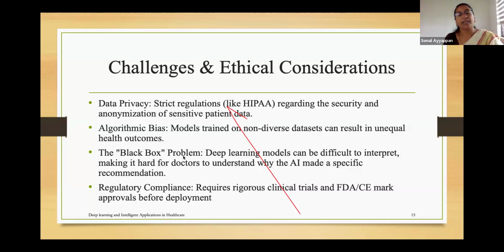As we all know, whenever AI comes into existence, anything can be duplicated.